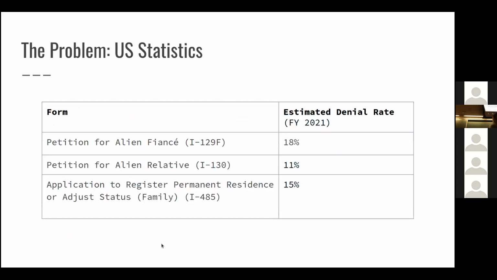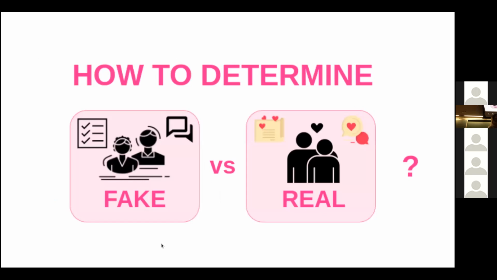So these statistics are just to give you an idea of the prevalence of the problem. Of course, they're not a perfect measure because these are just various forms in the process and the denial rates associated with them. So of course, these are not all fraud, but it gives us a picture of the problem. And what we're trying to answer here is how do you determine a fake marriage versus a real one?